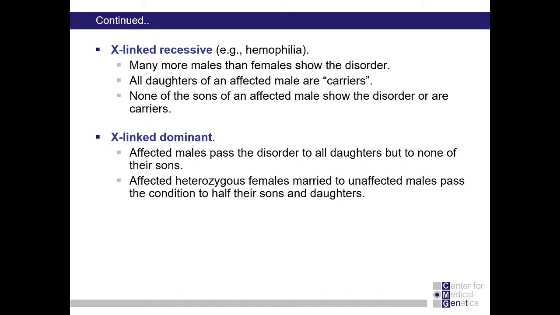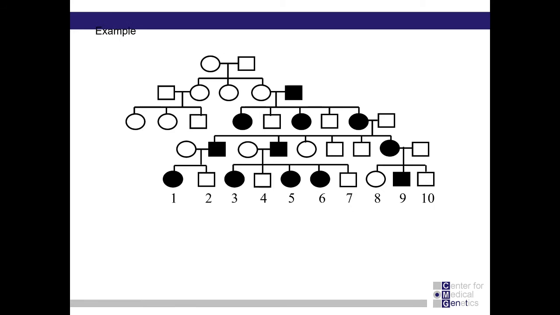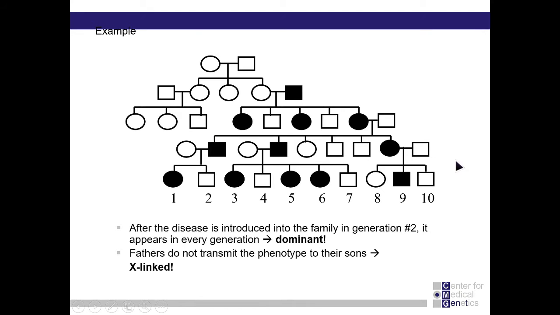Affected heterozygous females married to unaffected males pass down the condition to half the sons and daughters because she has two X's. So one X can go to the male, one X can go to the female. Example: after the disease is introduced to the family in generation 2 by that guy, it appears in every generation, so it is dominant. Fathers do not transmit the phenotype to their sons.